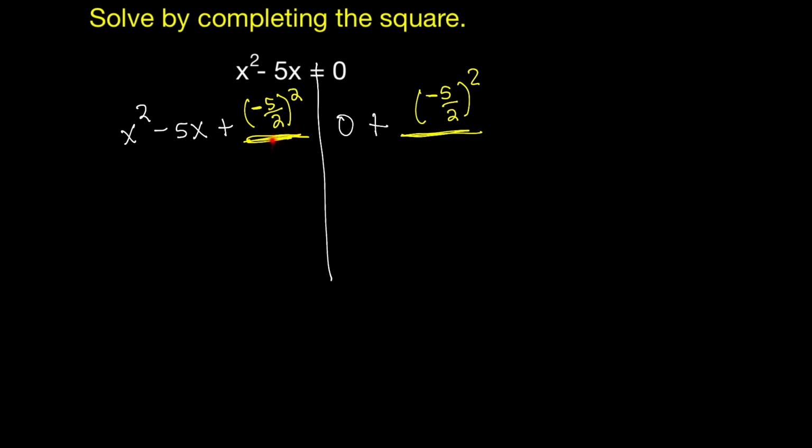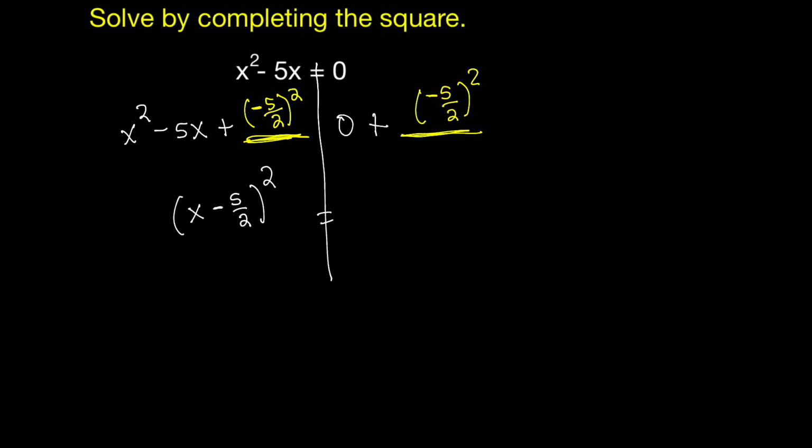On the left hand side, I now have a perfect square trinomial, and I can factor it by grabbing x and adding the quantity that's inside of these parentheses. Here I have a negative 5 over 2, so I'm going to subtract 5 over 2 and raise this to the second power. On the right hand side, notice that the 0 is going to cancel out, so I'm just going to be left with the negative 5 over 2 squared.